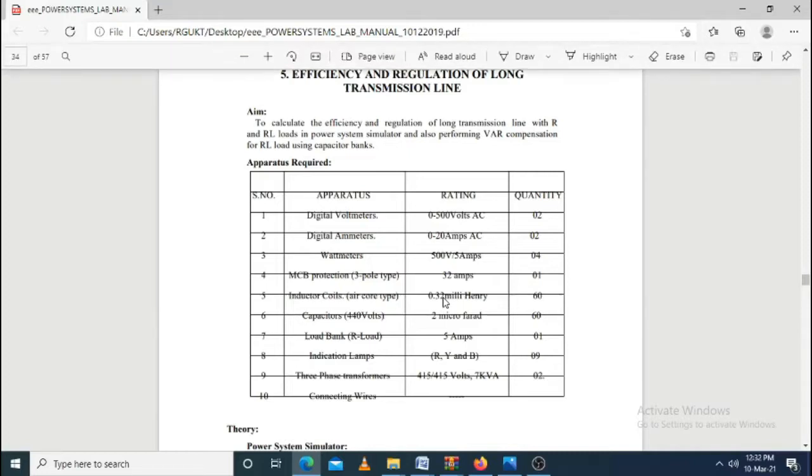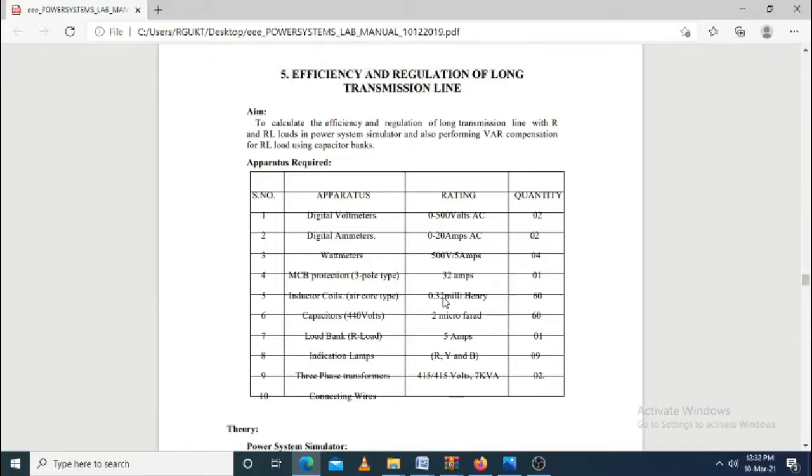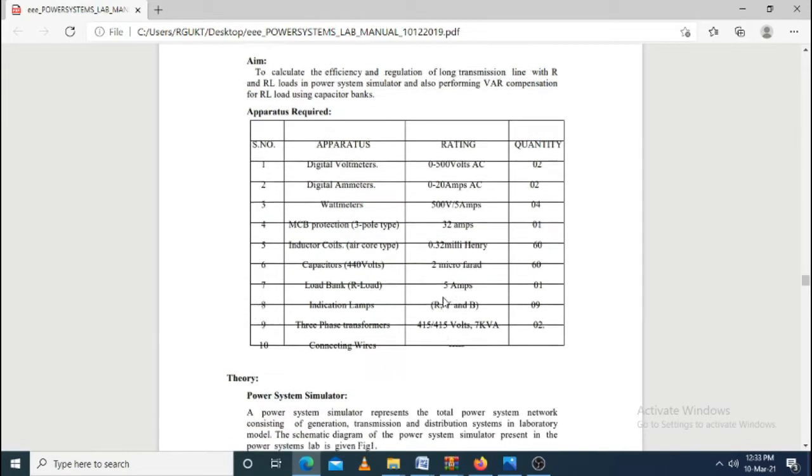Department of Electrical Engineering, Power System Laboratory: efficiency and regulation of a long transmission line. We are calculating the efficiency and regulation of a long transmission line. Generally, in a long transmission line, efficiency and regulation depend on the losses, voltage drops, and reactive compensation using capacitor banks.